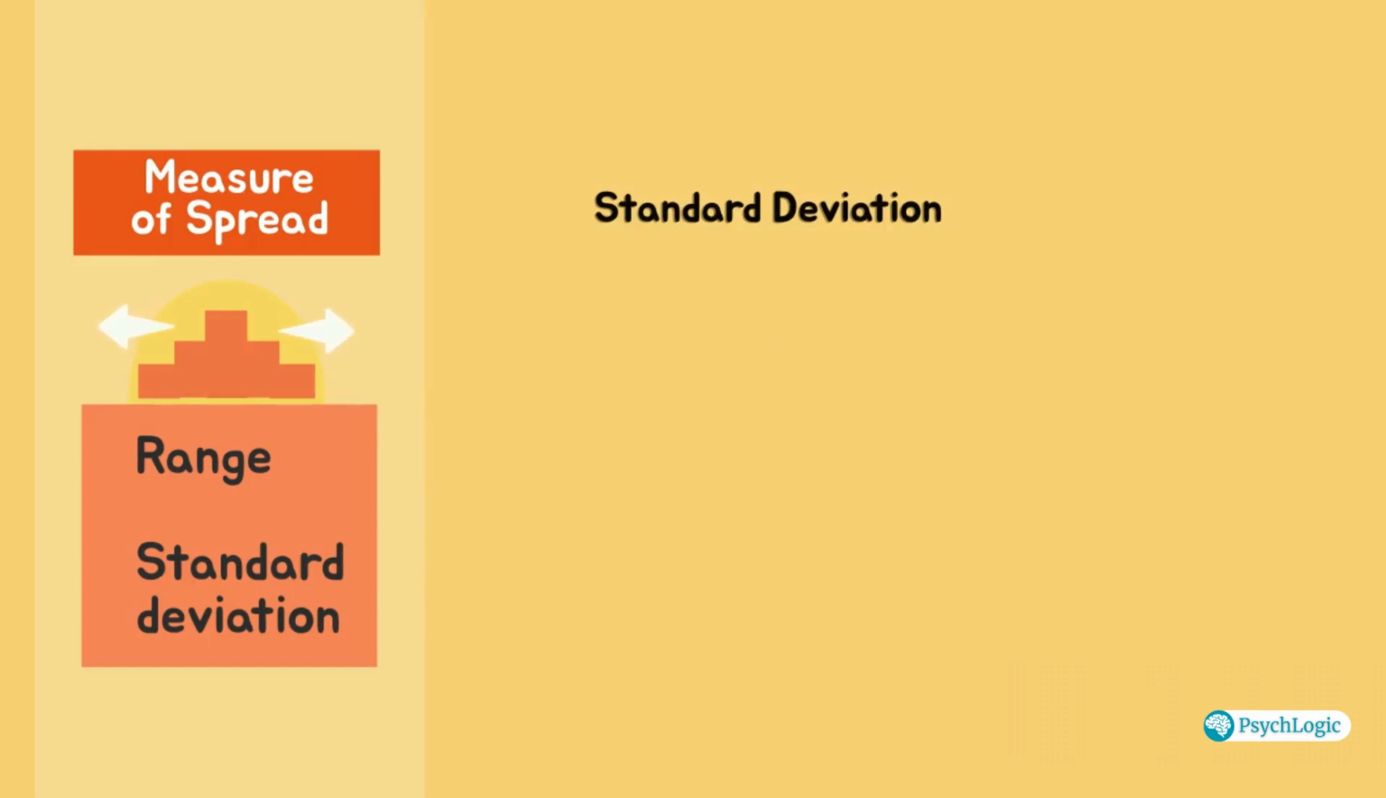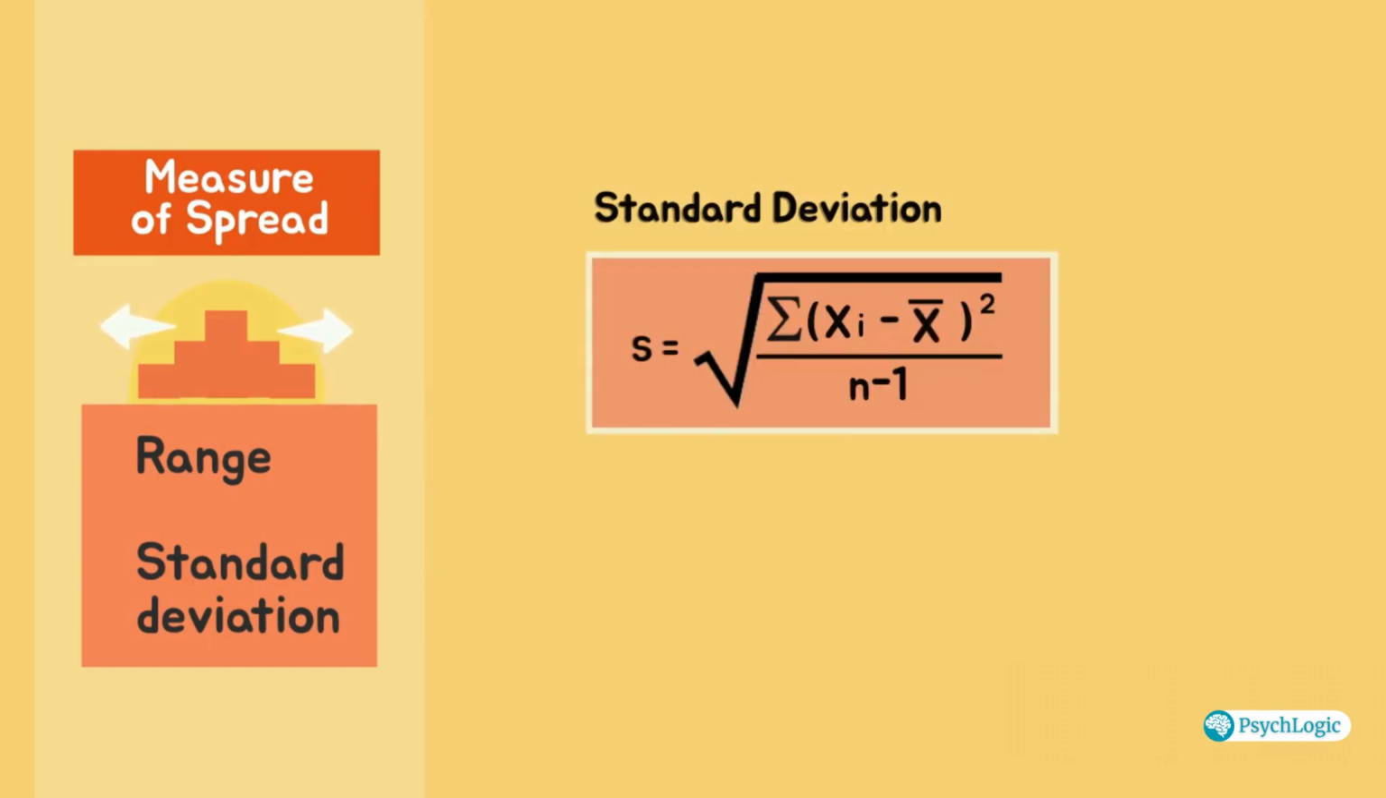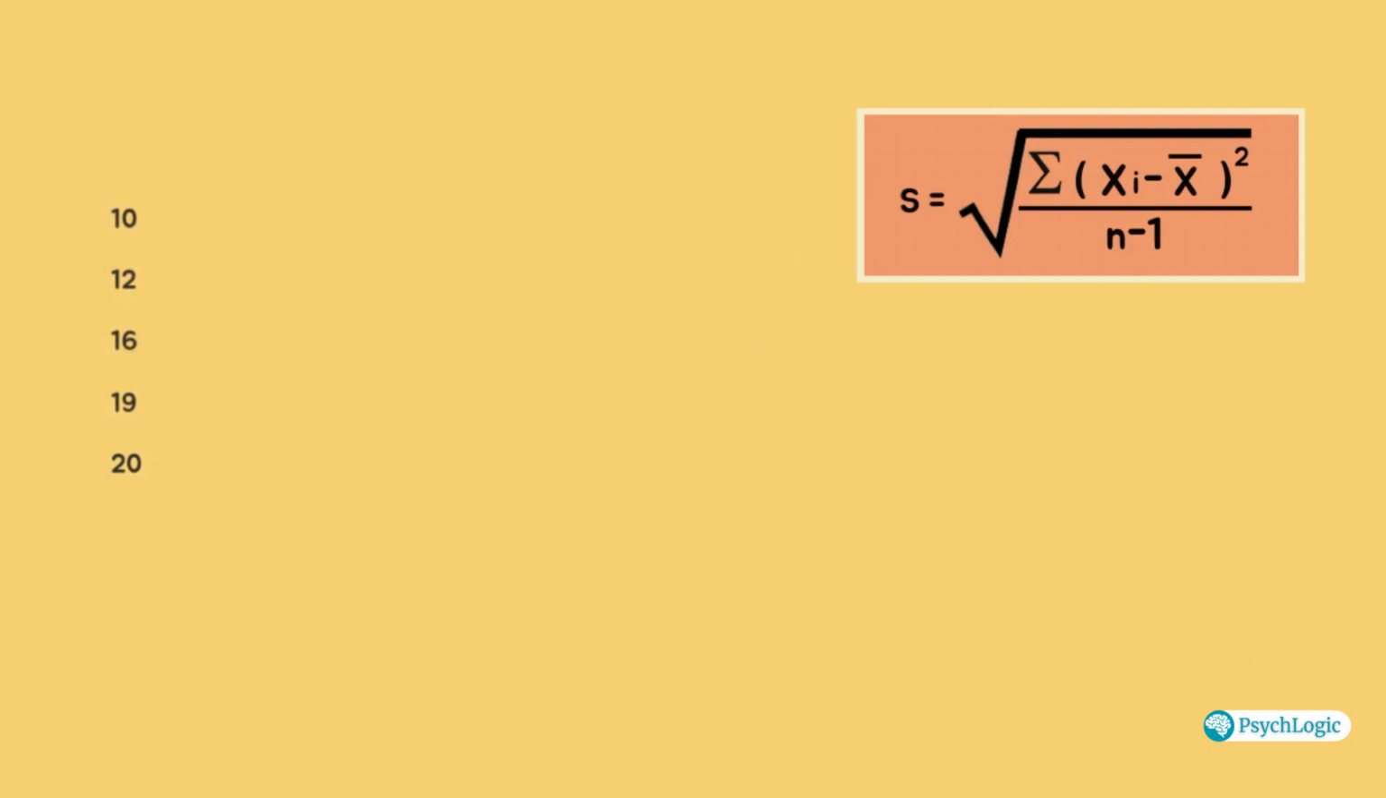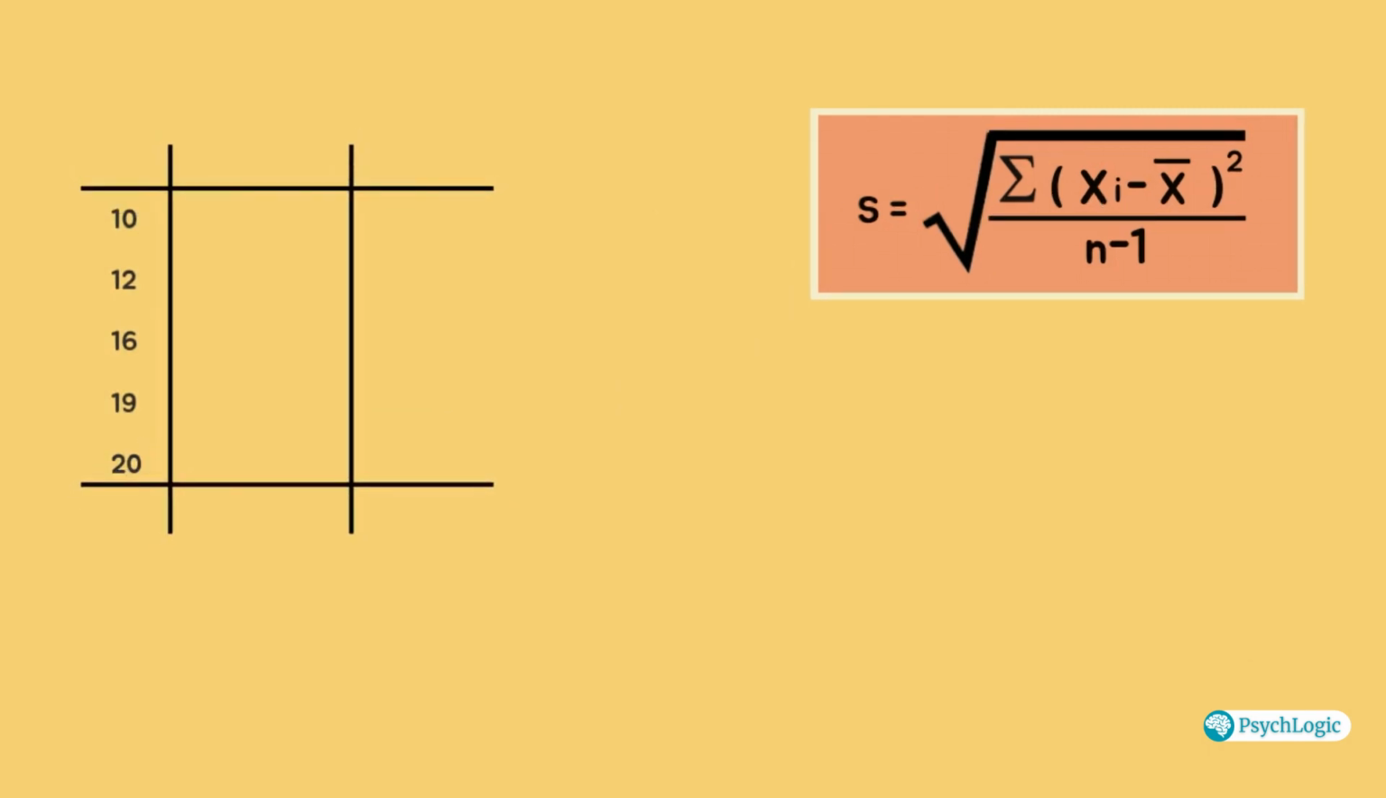Now let's talk about standard deviation. Standard deviation is computed using a formula. आपको इस formula को याद करने की भी जरूरत नहीं है, ये इतना simple है. I know formula looks a little bit complicated, but the calculation for the standard deviation is simple. We will be calculating the standard deviation for the following data set. As you can see, I will create a table to help me with my calculations.